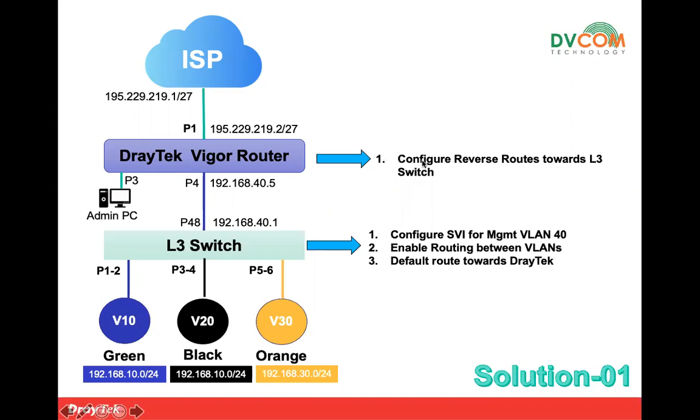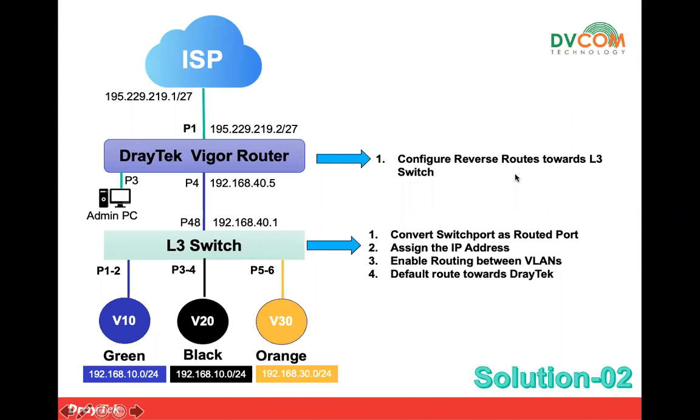So in that scenario, we are going to configure the reverse routes towards your layer 3 switch. That's very important, guys. Inside the DRETEC router, you will write one static route towards VLAN number 10. You are going to say, if you want to go to the 192.168.10 network, your next hop IP address is 192.168.40.1. If you want to go to 20, your next hop is 40.1. If you want to go to 30, your next hop is 40.1. You need to write 3 different static routes in your DRETEC router. That's it, guys. In case you have a layer 3 switch, you can do the routing inside it, and you can write one default route towards your DRETEC router. This is solution number 1.